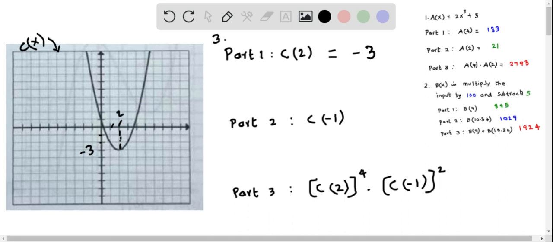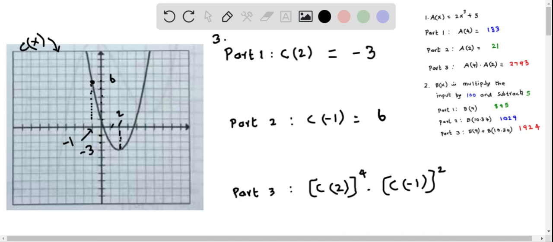Now let's answer part 2. That is, we have to determine c of -1, which means this is x equals -1, and we find the corresponding function value. So we construct a vertical line like this, and this vertical line intersects the graph at this point. This point is basically 1, 2, 3, 4, 5, and 6. So it is positive 6. So clearly c of -1 is positive 6.